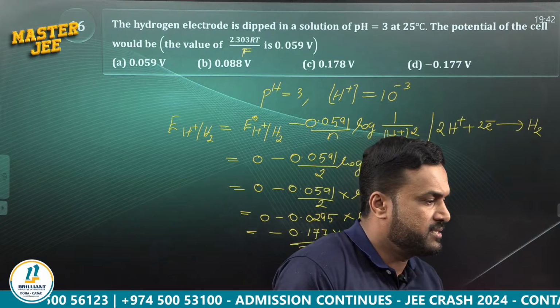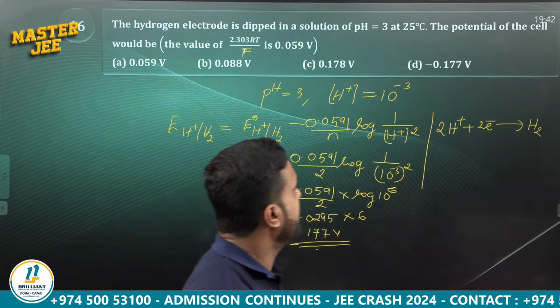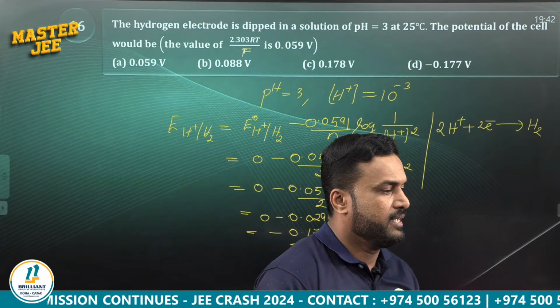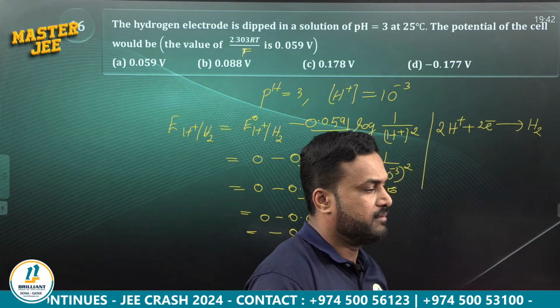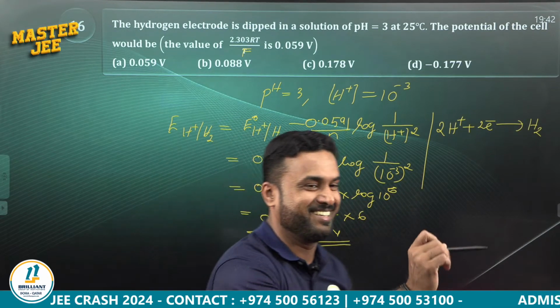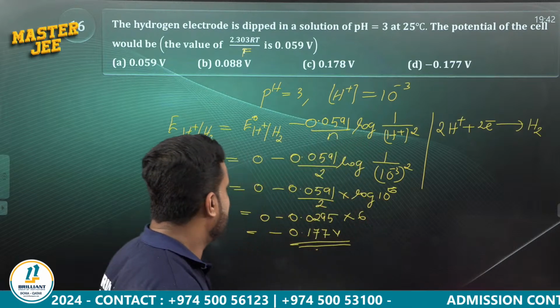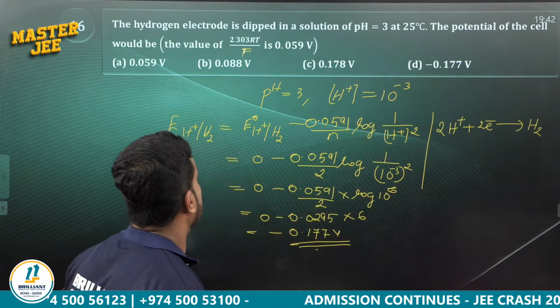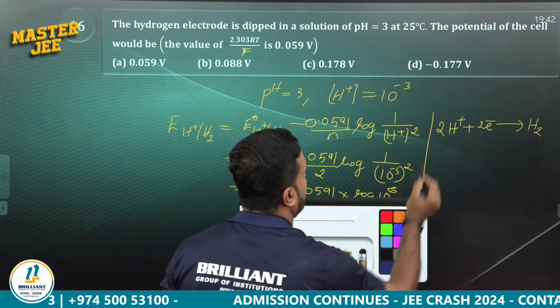Yes, right answer is minus 0.177 volt. Yes, Ruben, correct. Yes, Karthik. So minus 0.177 volt, that is the right answer for this one. So answer is D.